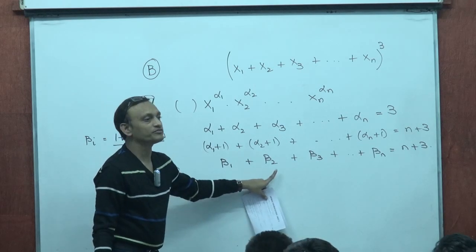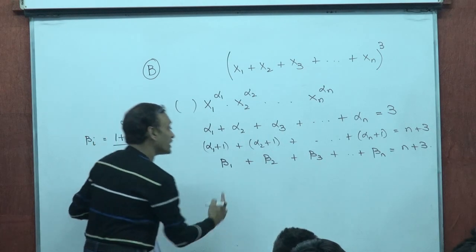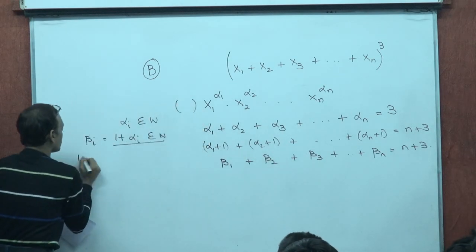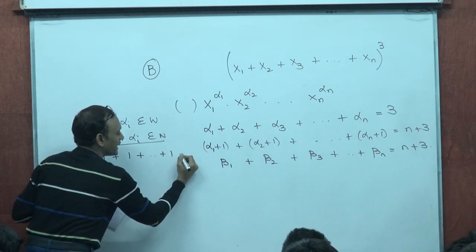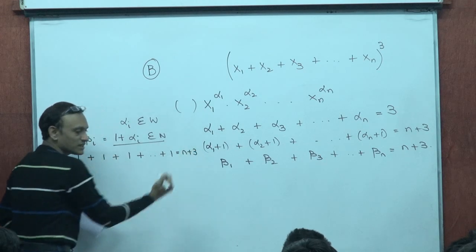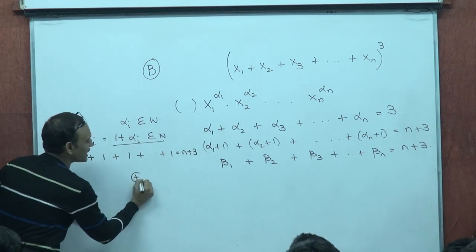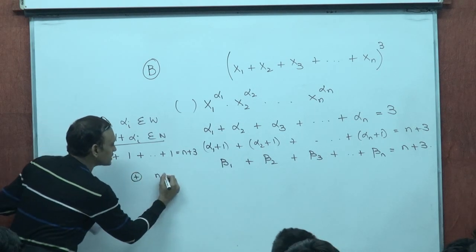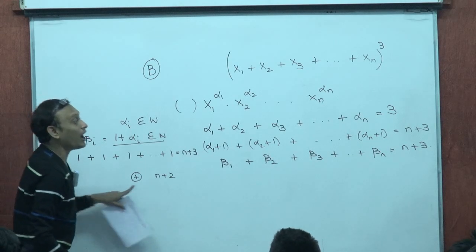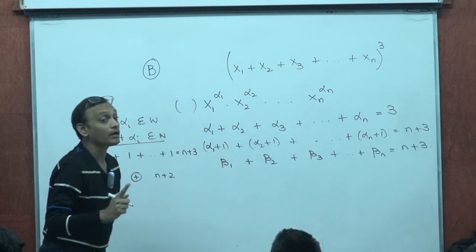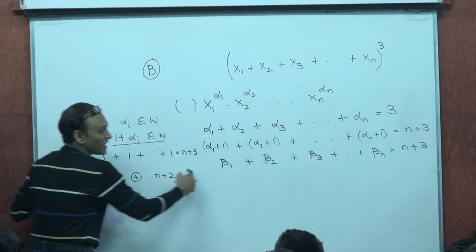Now, the number of natural number solutions to this equation, if you remember, by constructing towers, it's like 1 plus 1 plus 1 plus 1 plus 1. How many times? n plus 3 times, which is going to be n plus 3, right? So now in these n plus 3 ones, how many pluses are there? n plus 2 pluses are there. Out of these n plus 2 pluses, how many do we need to select? n minus 1. See, these are n variables.